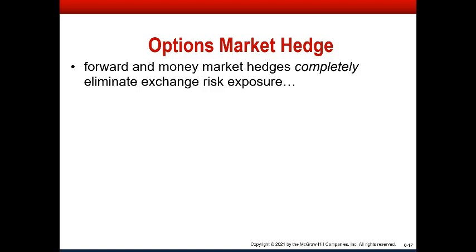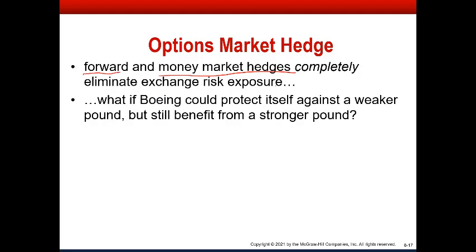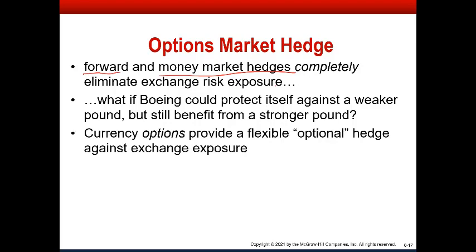Okay, what are the upshots here? Well, both the forward and the money market hedge completely eliminate exchange risk exposure. You completely take it off the table by locking everything in. But is that optimal? Well, think about this. What if Boeing could protect itself against the weaker pound, so they could minimize the risk of the pound losing value, but still leave the door open to benefit if the pound goes up in value? And what we'll see now is that an options-based hedge is going to allow them to do that.